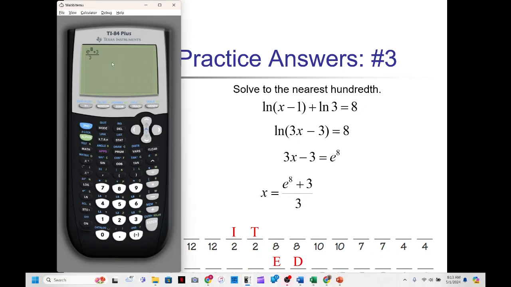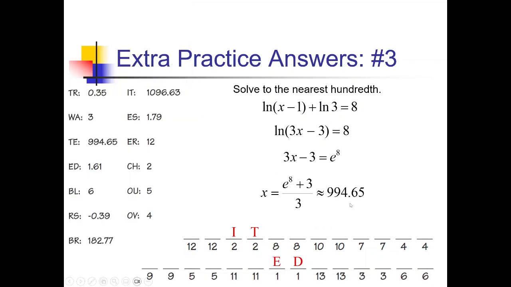So plug in all that in, and I used alpha y equals to get fancy fraction mode in case you're wondering. This all comes out to 994.65. And that is going to be right here. That's TE going in spot 3. So we have a T and an E.